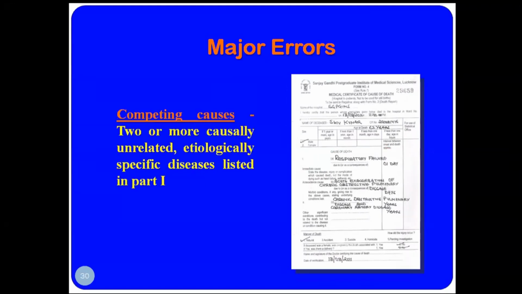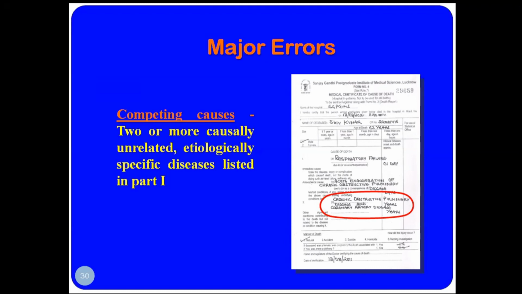Two or more causally unrelated, etiologically specific diseases. You look here: chronic obstructive pulmonary disease and CAD. And then if you look at the antecedents, acute exacerbation of COPD. So CAD has got no meaning. Now, when this certificate is being analyzed by a non-medical person, by a statistician, he gets confused whether it is COPD or CAD. And he may write CAD, so he may fill the coding for CAD.